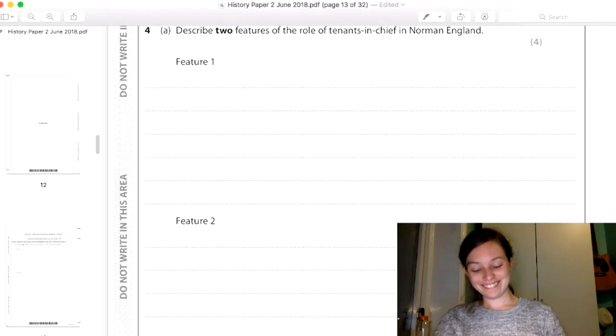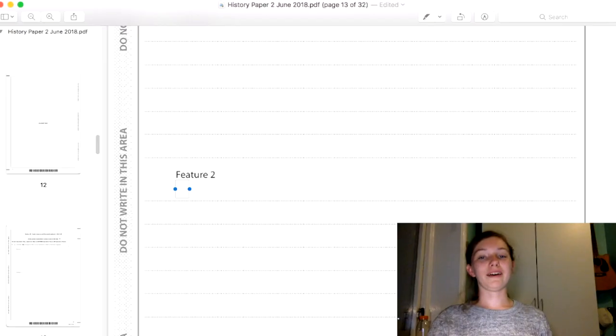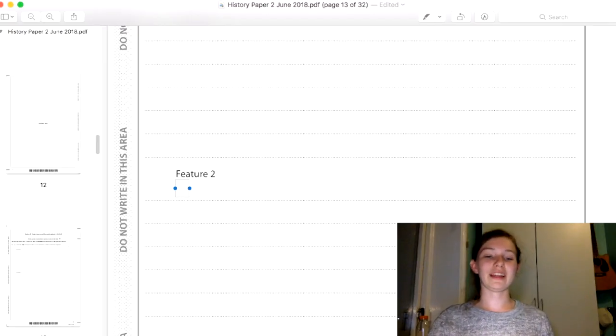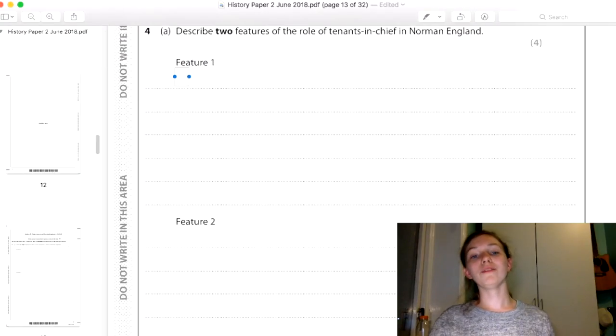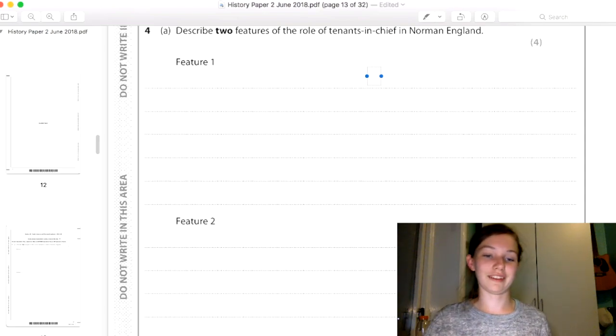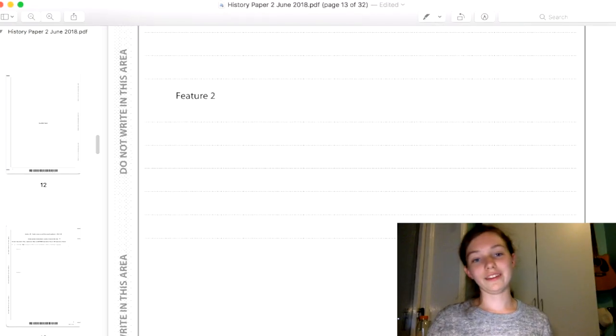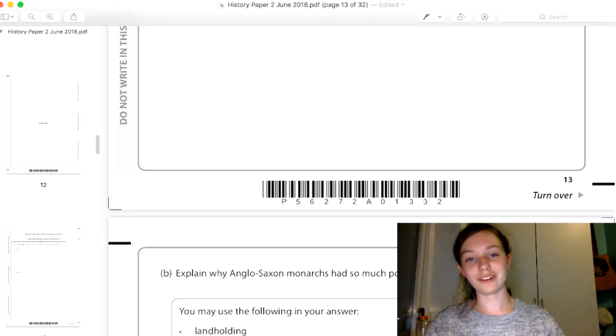And then you do a second feature, and again back it up with, or talk about it, like a sentence of evidence. Really, you only need 4 sentences. You want one sentence saying, one feature of the role of tenants-in-chief in Norman England is that they collected tax. I think they collected tax. And then your second sentence would be the little statistic about them. And then you'd do the whole thing again, so that you've got 4 sentences. So that's that question nailed. You've got that one covered.